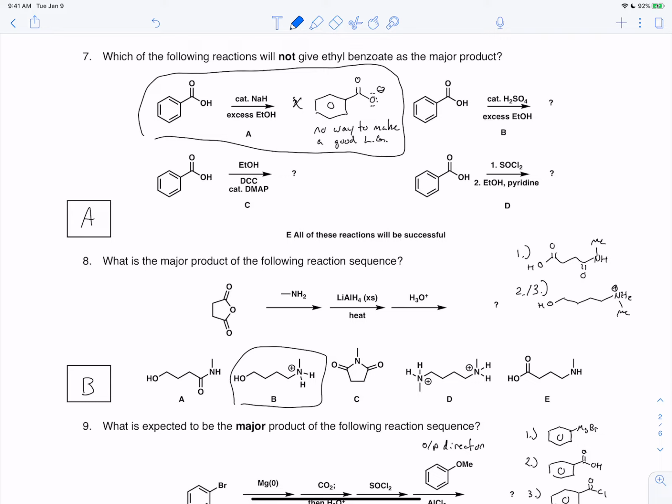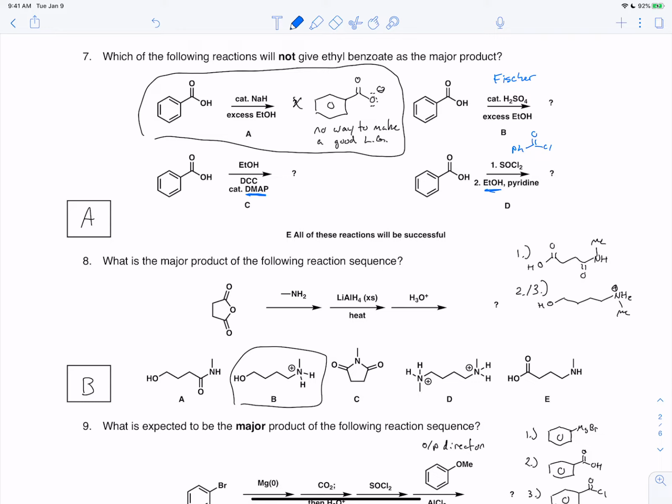Here we can see a lot of reactions we do know work to make ester bonds, such as the Fischer esterification. We have reactions of an acid chloride, which you know is very reactive and will react with ethanol to make an ester. And the combination of ethanol and DCC, specifically with DMAP, will also work to make an ester. The condition that does not work is catalytic sodium hydride.